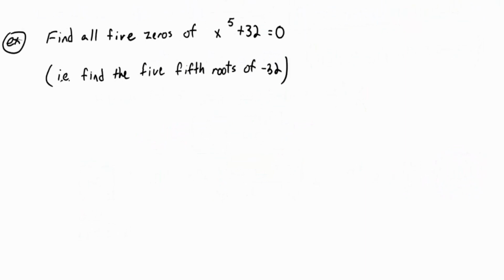Find all 5 zeros of x to the 5th plus 32 equals 0. So really, when I say find the zeros, we're talking about p of x defined as that polynomial on the left side. That is, find the 5 fifth roots of negative 32. The first thing we have to do is convert negative 32 to cis form.